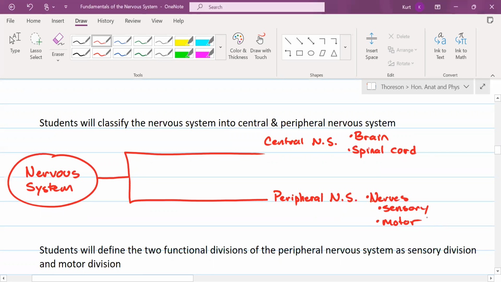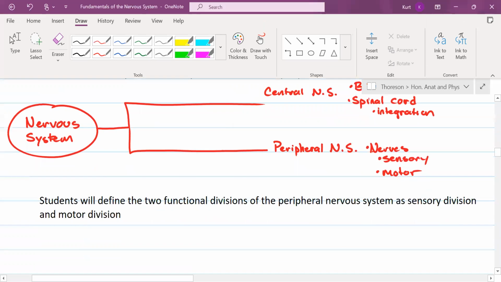But what step happens between sensory and motor? And where does integration happen? Your central nervous system, that's right. Once again, if it is not your brain and if it is not your spinal cord, it's nerves, and your nerves are part of your peripheral nervous system. Moving on.